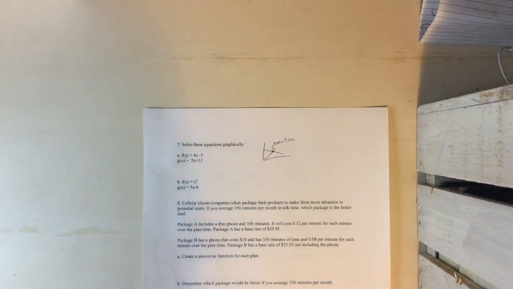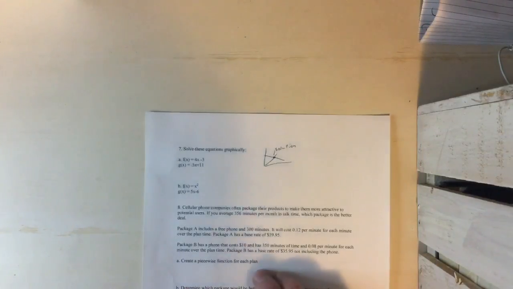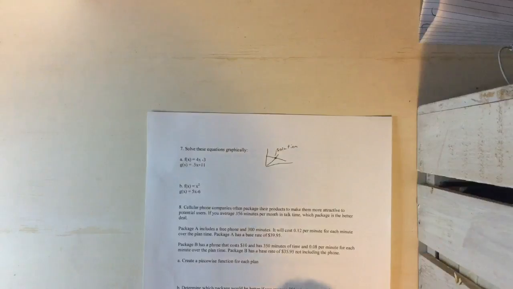Okay, so moving on to 8. It says cellular phone companies offer packages for their products to make them more attractive to potential users. If you average 356 minutes per line in talk time, which package is the better deal? So we're going to break this up by creating a piecewise function, and then we're going to see which deal is better.